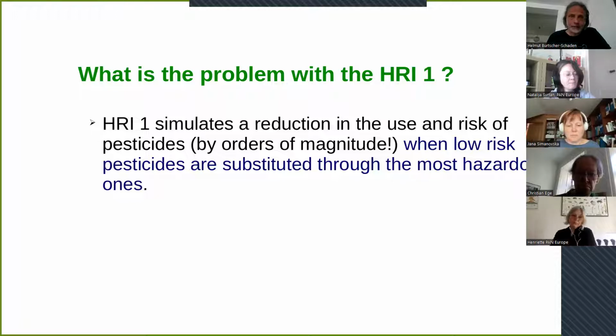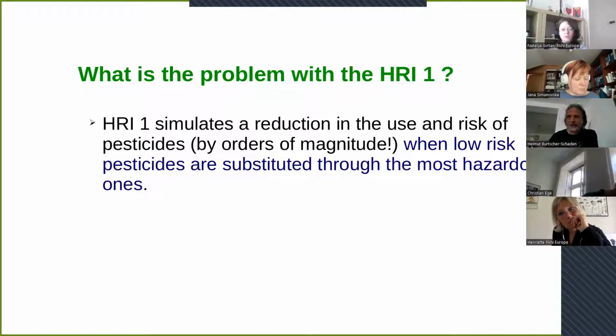One problem is that it simulates a reduction in the use and risk of pesticides, and this reduction can be in the order of 1, 2, or 3 orders of magnitude when low-risk pesticides are substituted by the most hazardous ones. When I write low-risk pesticide, I will show an example afterwards: baking powder, which is classified as a low-risk pesticide. If you use baking powder to deal with scab in apple orchards, and you substitute with baking powder the candidate for substitution, difenoconazole, this will lead to an increase in the overall risk by 8 times. So this is one consequence of the Harmonized Risk Indicator 1.